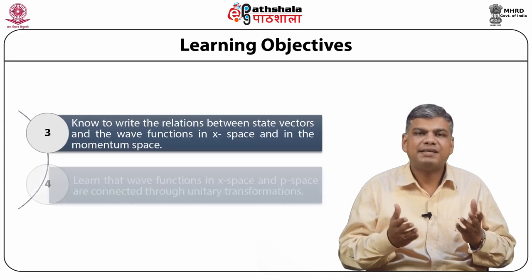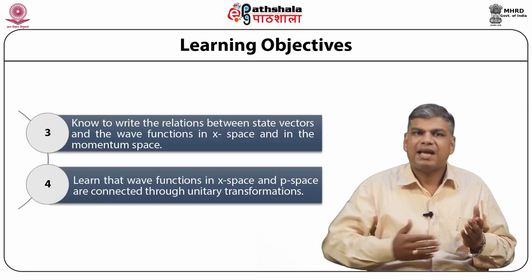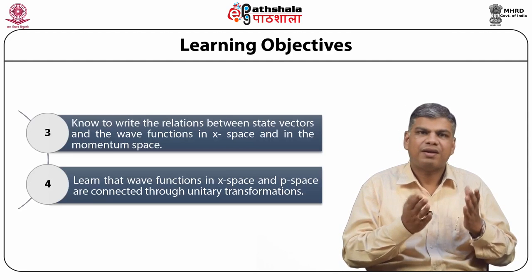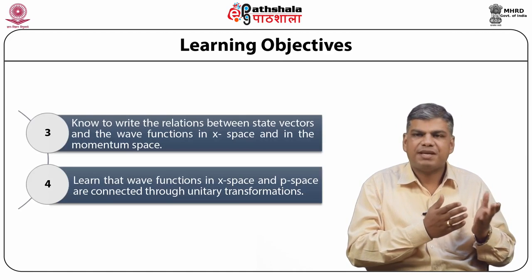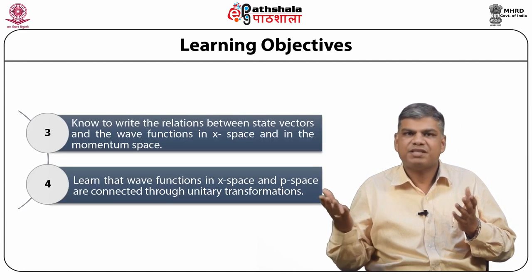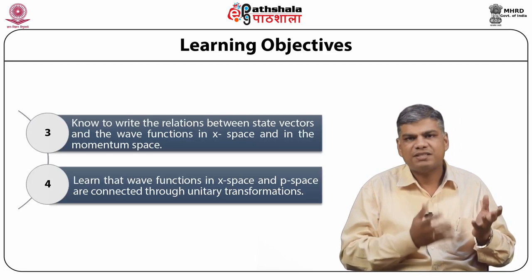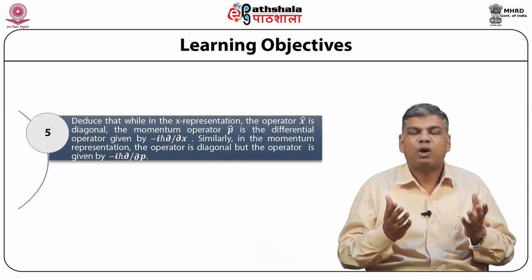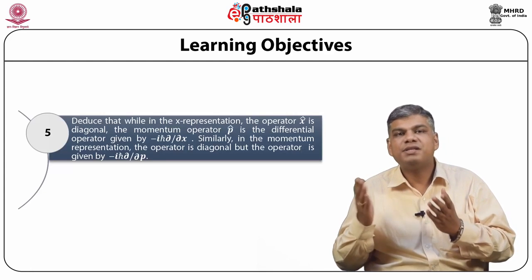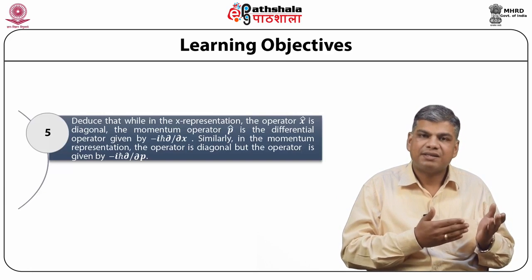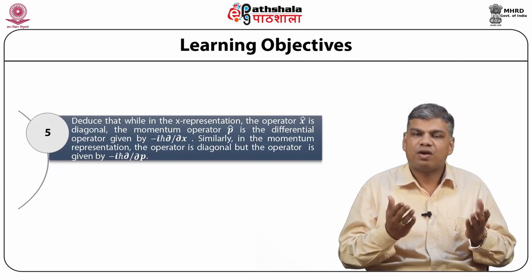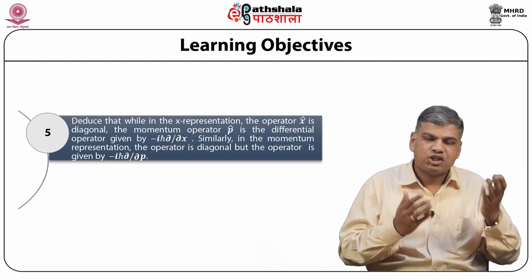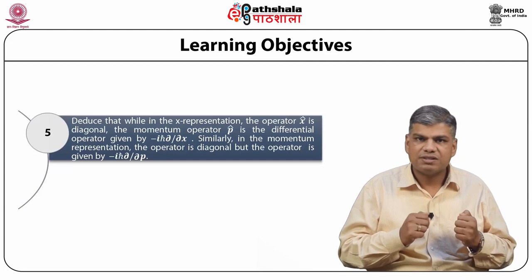And finally, we'll learn that the wave functions in the x space and the p space are connected through unitary transformations, where the wave functions in the coordinate space can be represented in the momentum space through a Fourier transformation and vice versa. Then we'll deduce that while in the x representation the operator x is diagonal, the momentum operator p is the differential operator given by minus i h cross del by del x, where h cross is equal to h by 2 pi and h is the Planck's constant.